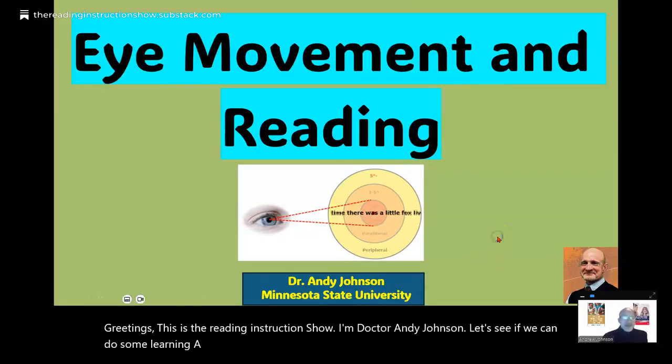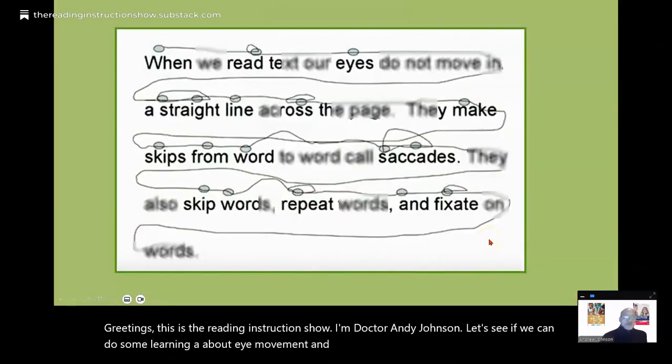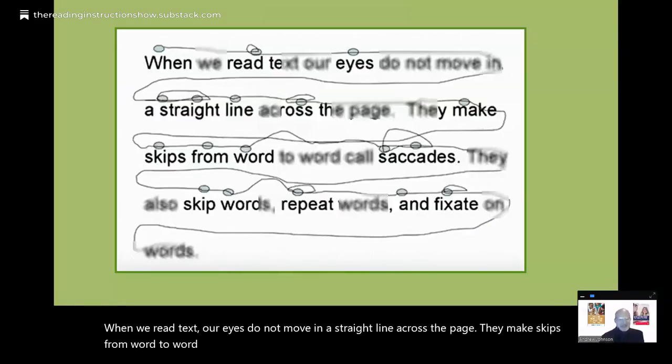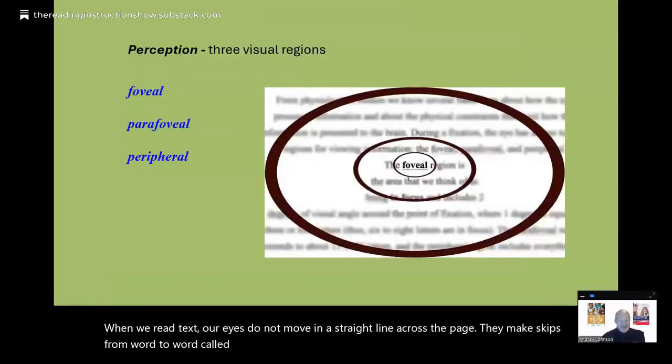About eye movement and reading. When we read text, our eyes do not move in a straight line across the page. They make skips from word to word called saccades. It only seems like that.